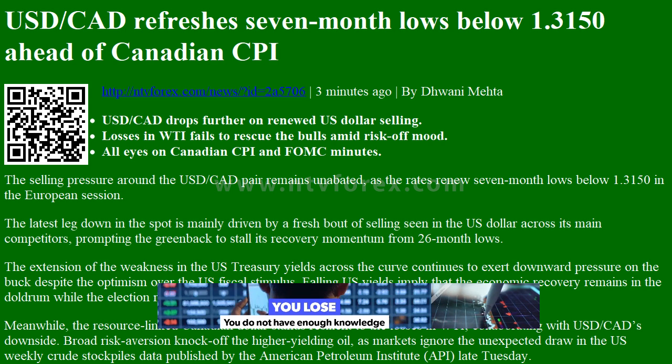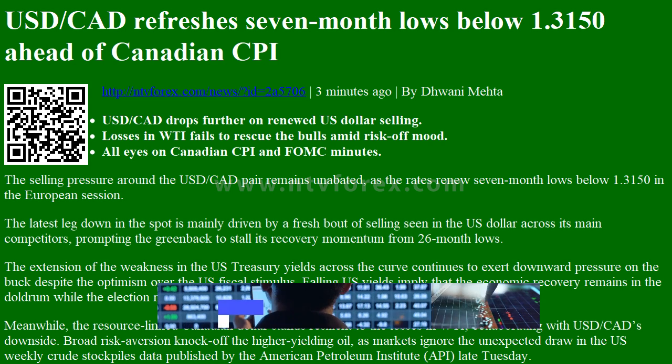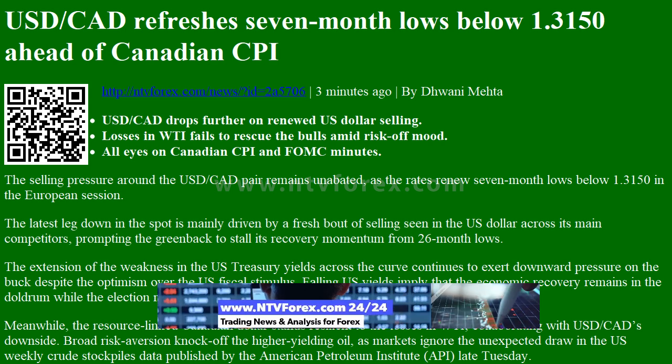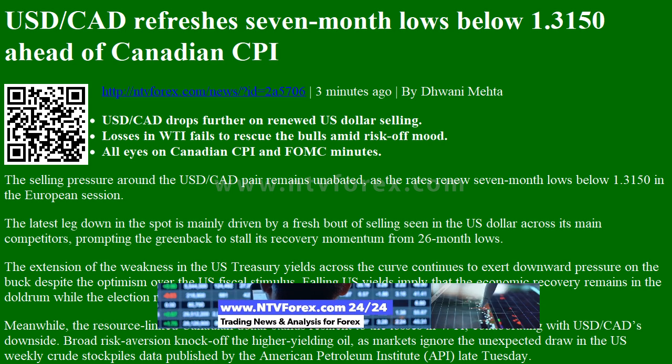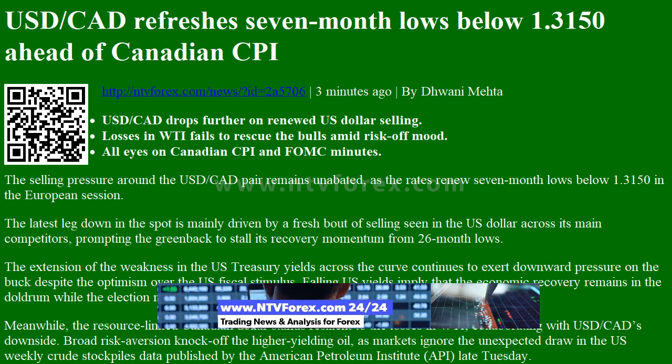www.ntvforex.com. USD/CAD refreshes 7-month lows below 1.3150 ahead of Canadian CPI at ntvforex.com. News ID 2A57063. 3 minutes ago by Dwani Mehta. USD/CAD drops further on renewed US dollar selling. Losses in WTI fail to rescue the bulls amid risk-off mood. All eyes on Canadian CPI and FOMC minutes.